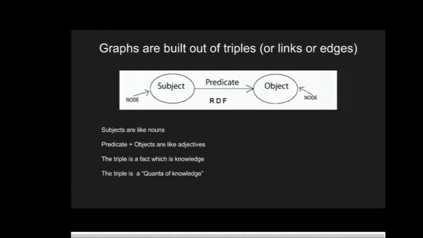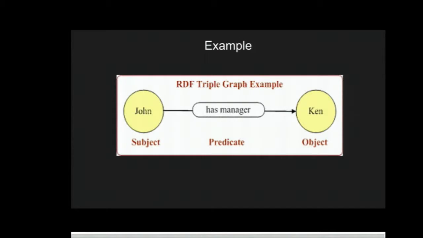Okay, these graphs are made of triples. There's a subject, a predicate, and an object. Both the subject and object are nouns. Well, the predicate here is like an adjective. Think of it as three numbers. So these triples are what the graphs are made out of. They're very simple, but I think of a triple as a quanta, I used to be in physics, a quanta of information. All right?